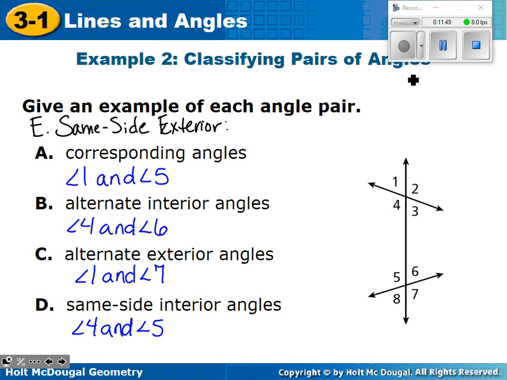And let's go with Chris. Can you give me a pair of same side exterior angles? Careful, 1 and 7 are on opposite sides of the transversal. There you go. Angles 1 and 8 are same side and exterior. So angle 1 and angle 8.